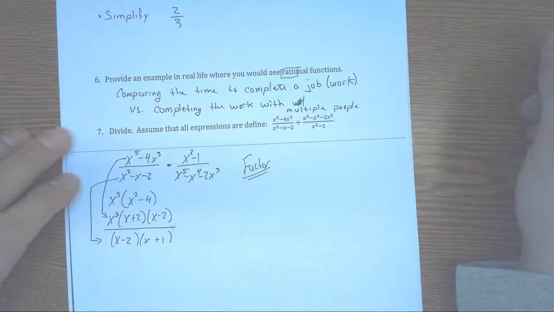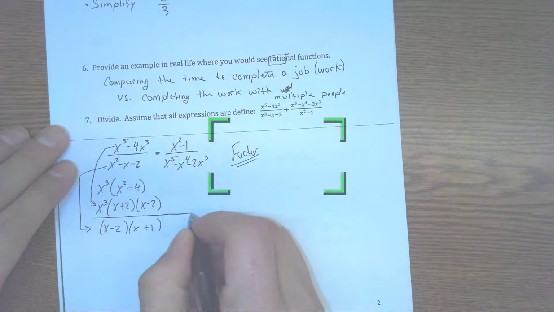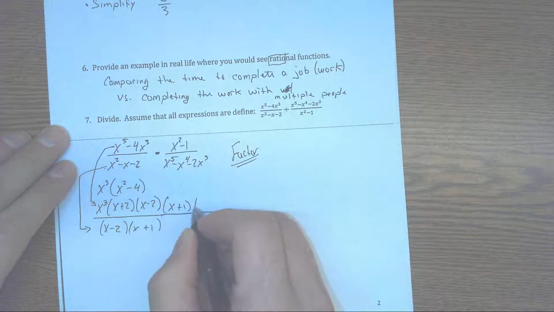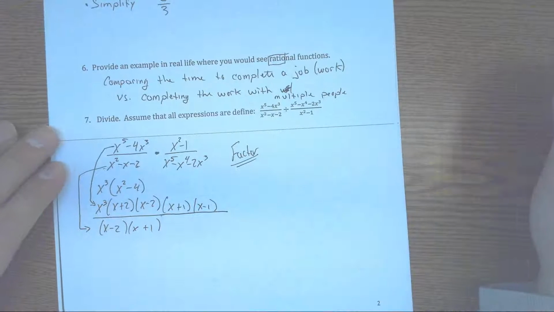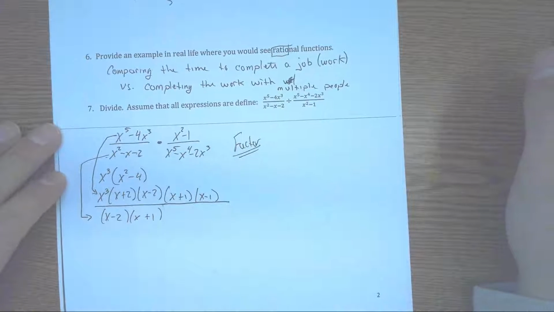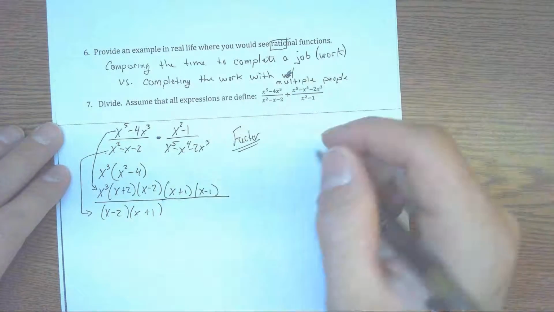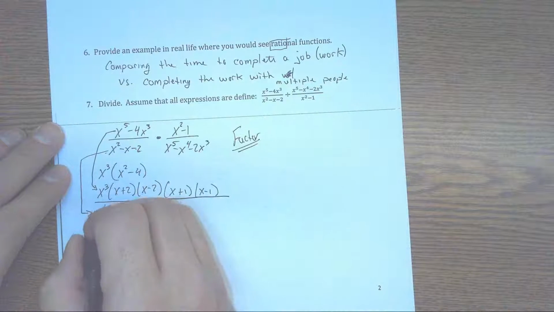Okay. Moving on. We make one big fraction. We factor this. Difference of squares: x plus 1, x minus 1. Okay. And we factor this. What's in common? An x to the third is in common. I'm going to bring that x to the third out here.